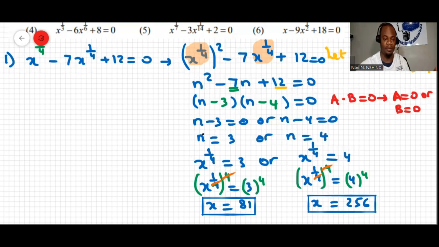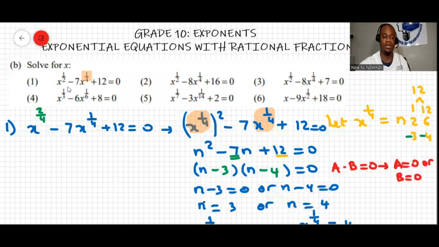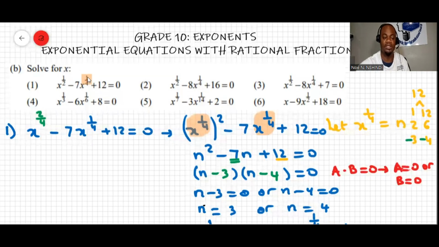Let me recap what I said. First of all, I looked at the question as it was: x to the power of a half minus 7x to the power of a quarter plus 12. Now, I wanted to write the exponents here with the same denominator. Because this is a half, I can write it as 2 over 4 to make the same denominator. I'll write it like this. Now, x to the power of 2 over 4 can be written as x to the power of a quarter, to the power of 2.